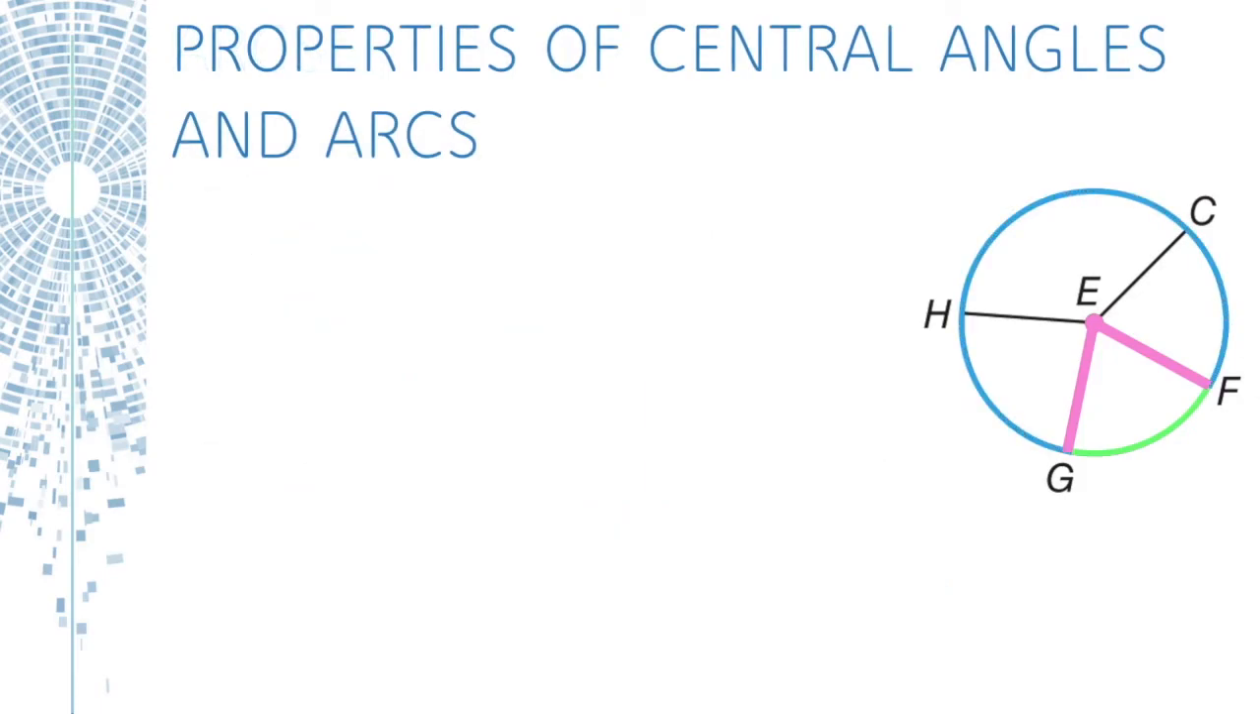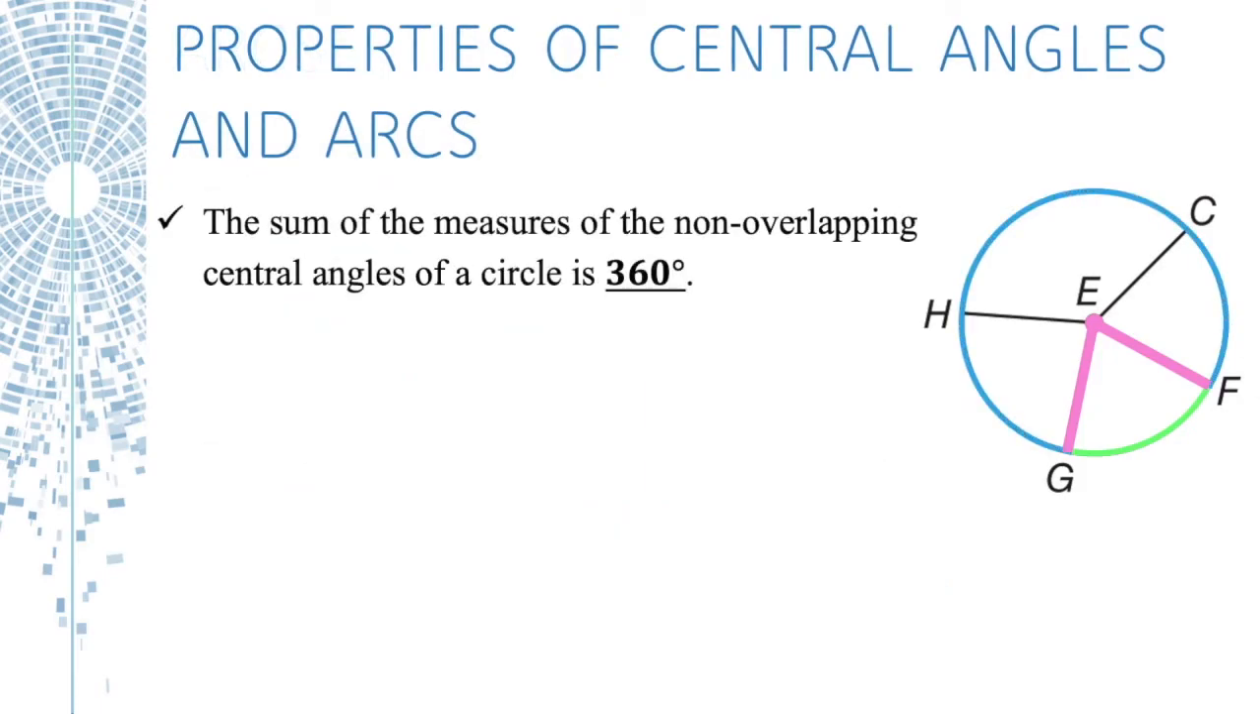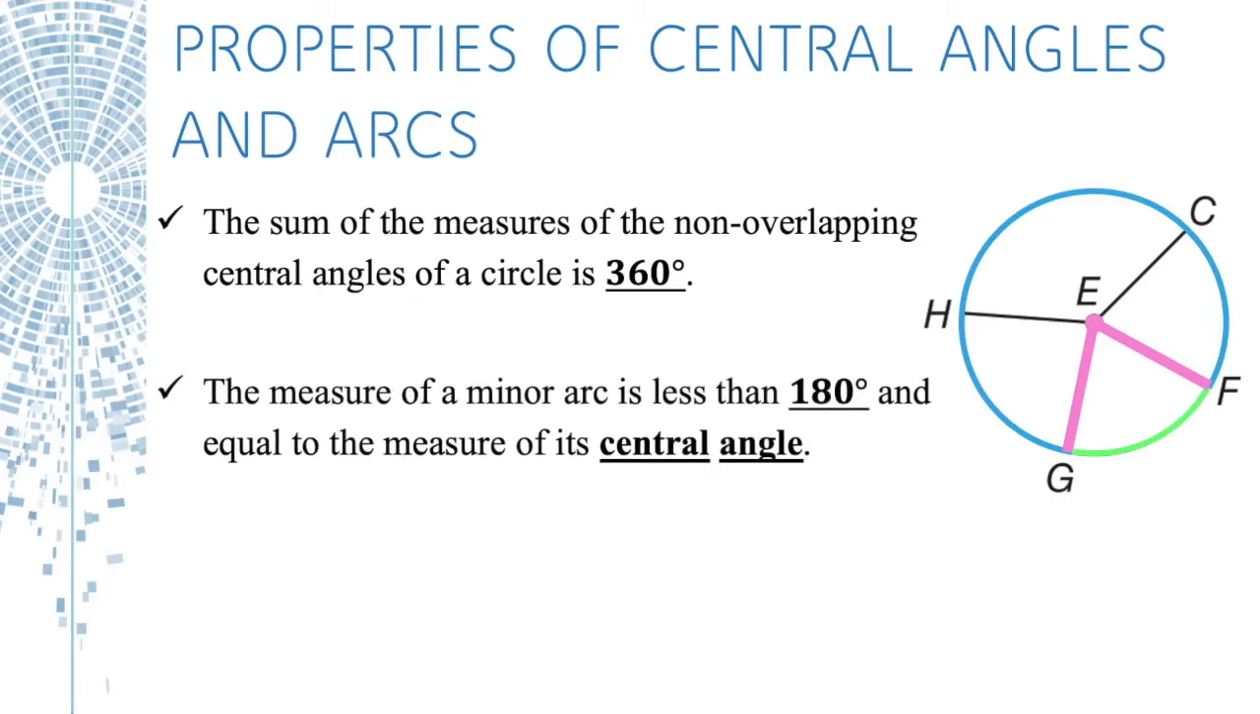There's a bunch of properties of central angles and arcs. The sum of the measures of the non-overlapping central angles of a circle is 360 degrees. The measure of a minor arc is less than 180 degrees and is equal to the measure of its central angle. So in this case, the measure of GEF, that central angle, equals the measure of its arc, GF.